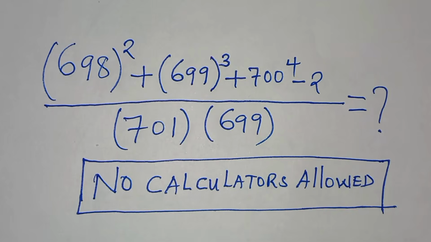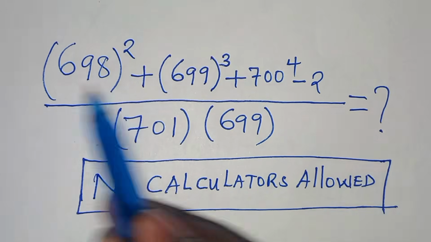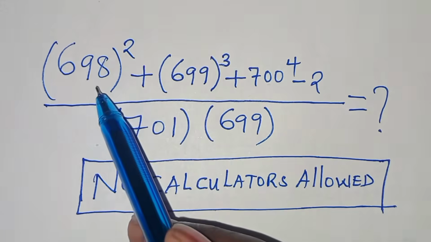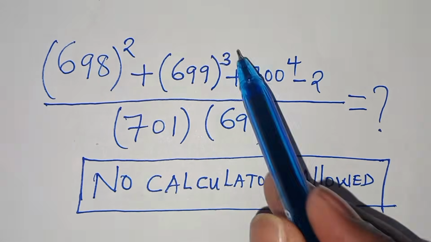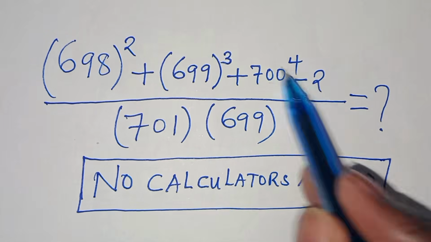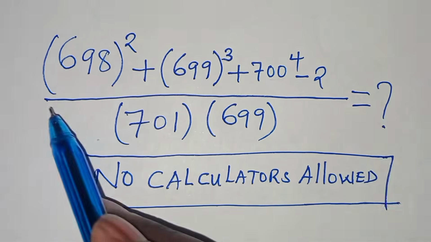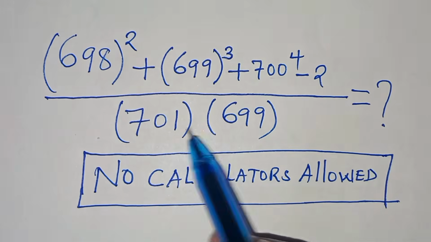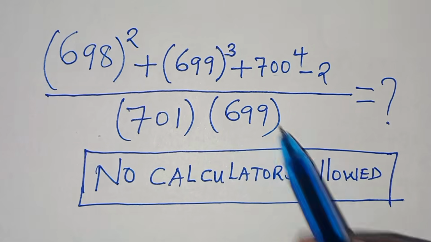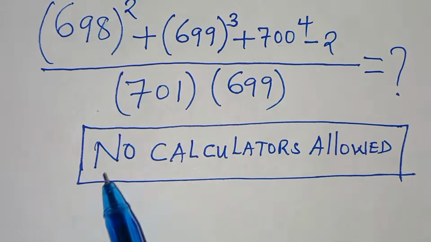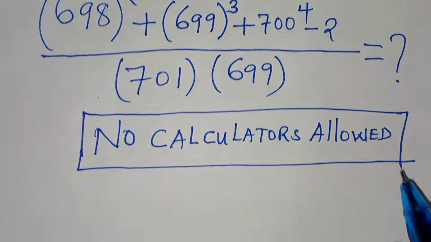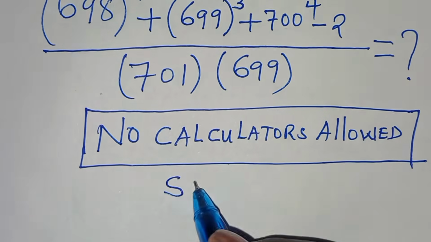Hello everyone, you're welcome to solve this nice math problem, which is 698 raised to the power of 2 plus 699 raised to the power of 3 plus 700 to the power of 4 minus 2, divided by 701 multiplied by 699. So we want to solve this math problem, and remember, no calculator. So let's provide a solution from here.